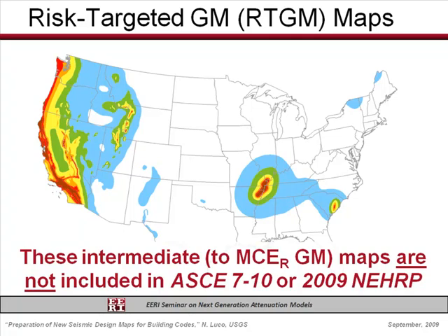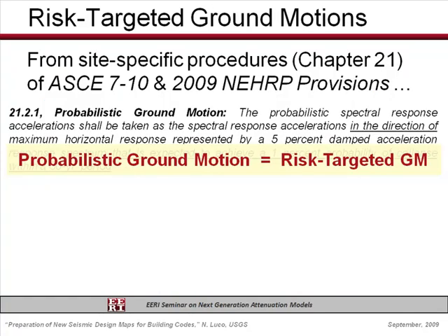So this is an intermediate map, and you can't physically see this map in ASCE 7-2010 or in 2000 NEHRP, but it's a map that we actually calculate in the process of calculating new design MCE ground motion maps. So I show it here, again, as an intermediate step. And this is what you would do if you were following the site-specific procedure as well. You would calculate this risk-targeted ground motion, and this would serve as the probabilistic ground motions part of getting design ground motions.